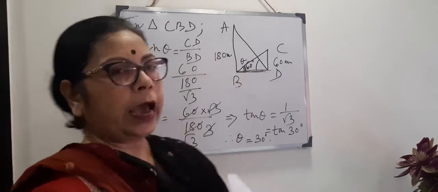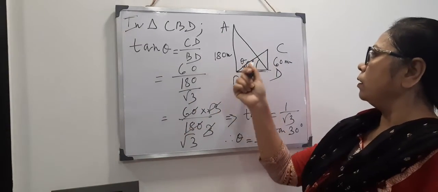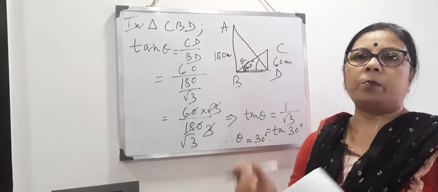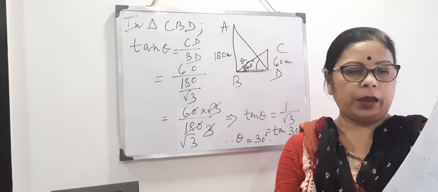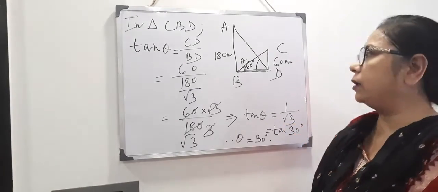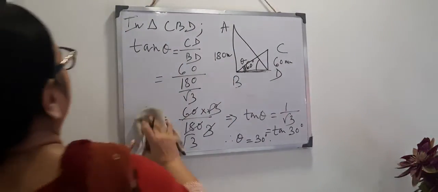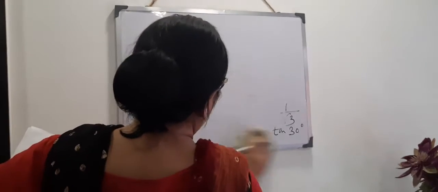So your required angle of elevation from the bottom of the first pillar to the top of the second pillar, that you have to calculate, it is coming 30 degree. Clear? This is very easy. Now next one. Next sum also from your reference book.